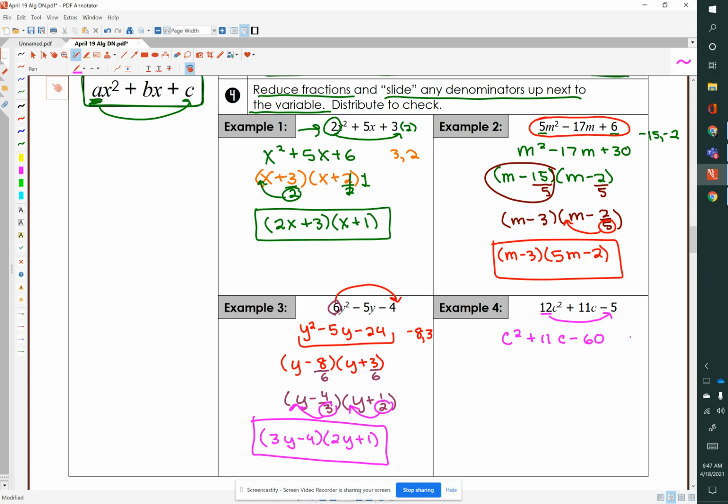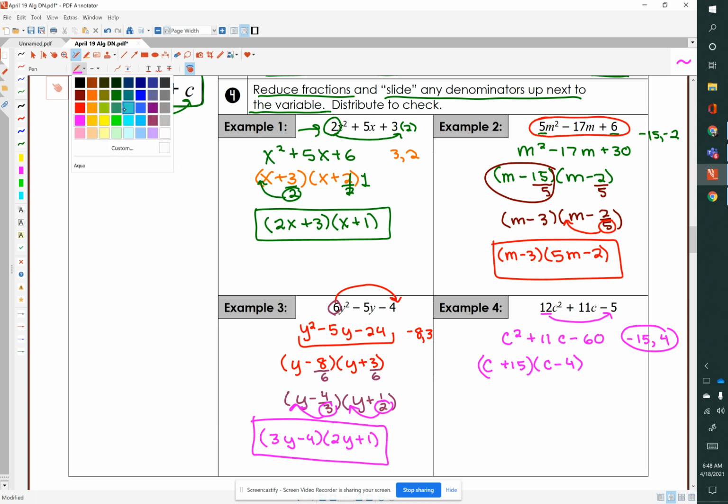So I'm going to need a positive number and a negative number. Well, 15 times 4 is 60. One of them has to be negative. If I want them to add up to 11, I'll need a negative 15 and a positive 4. So that'll work for me. So I'll factor this trinomial, c plus 15, c minus 4. And now I need to take that leading coefficient of 12 that I started out with, that I slipped over to the c value of negative 5. I need to take that and make that the denominator.